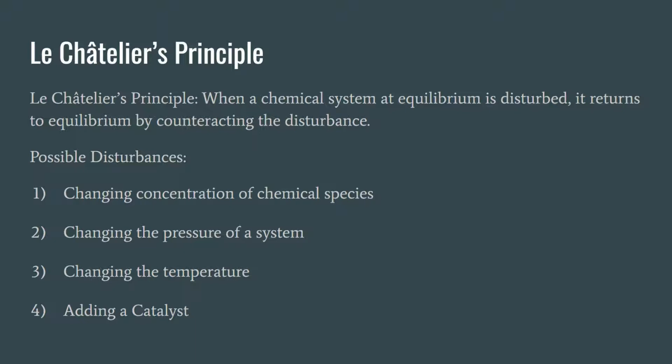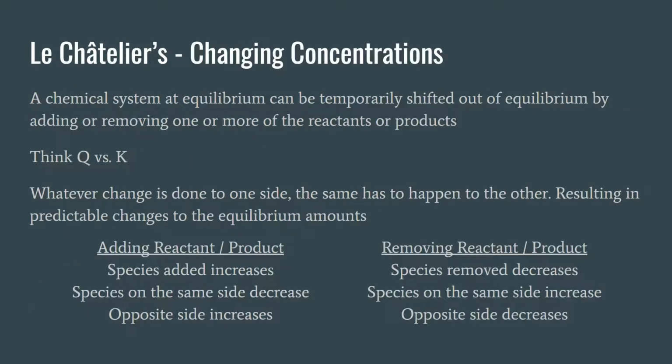Number one is I change the concentration of the chemical species at equilibrium. Number two is changing the pressure of a system. Number three might be changing the temperature. Number four would be adding a catalyst. And we're going to talk about how I think about these disturbances and what a system will do to reestablish equilibrium. This first part is all about changing concentrations.